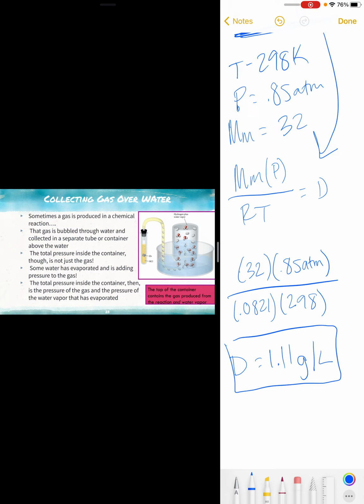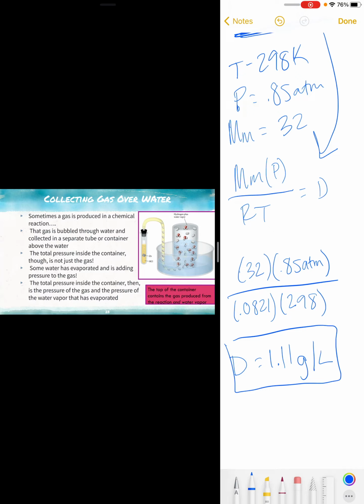Okay, collecting gas over water. Sometimes gas is produced in a chemical reaction. The gas is bubbled through water and collected in a separate tube or container above the water. The total pressure inside the container, though, is not just the gas. Some water has evaporated and is starting to add to the pressure of the gas.